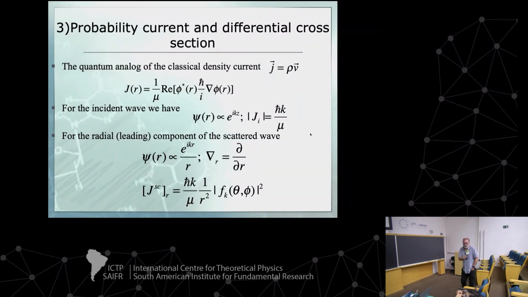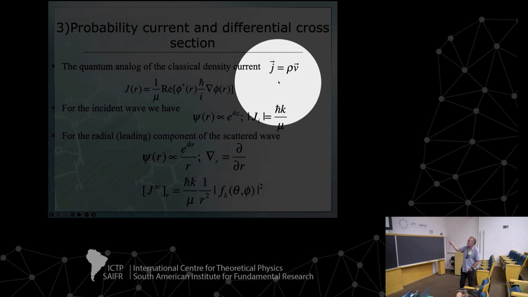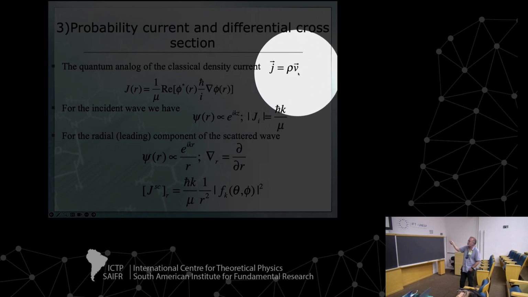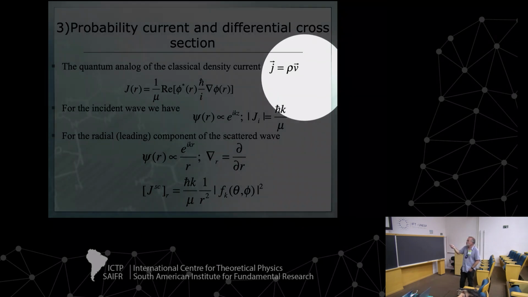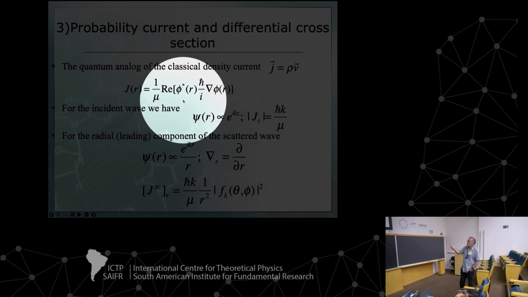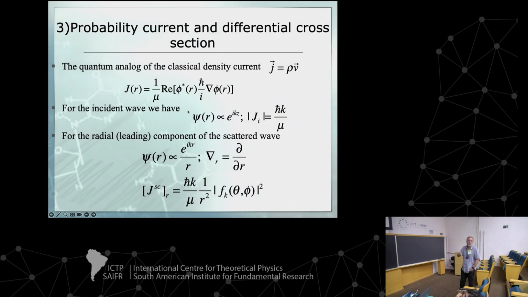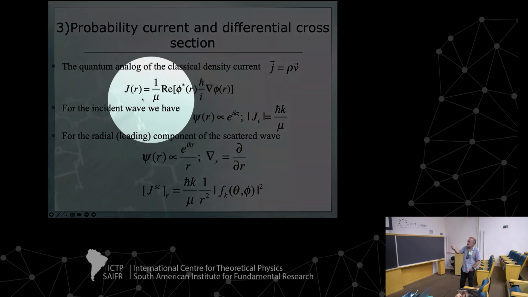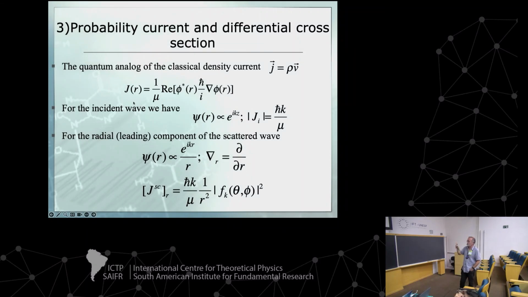Now, we have to think in terms of fluxes. Well, this is very similar to what is a classical density current. A classical density current is nothing but the density times the velocity. Nothing very special about that. And we go from classical to quantum. Well, the density somehow is just the wave function squared. And here we have the velocity operator, or the momentum operator, right? And this gives you the quantum flux for a given wave function.